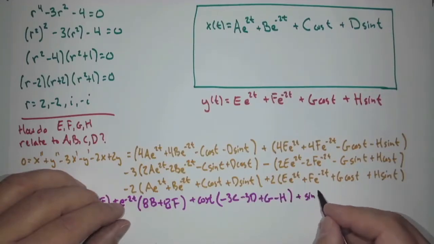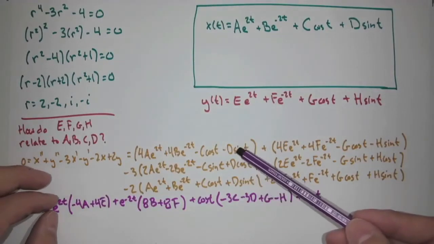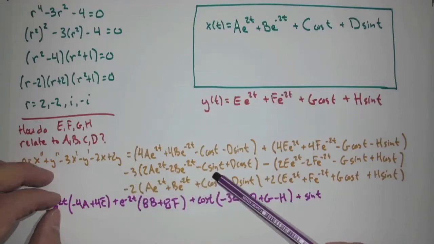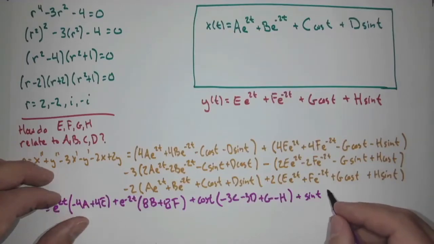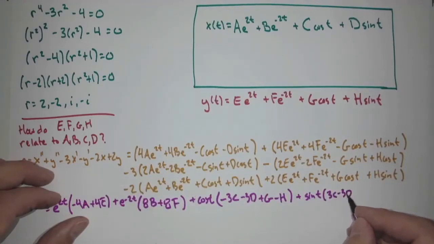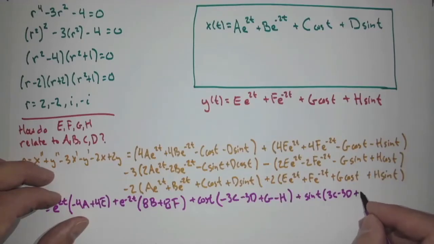Okay. Sine. Last function. Let's see. We got minus d plus 3c minus 2d. So we could write that as, now I lost track, plus 3c and minus 3d. That's sine. On that part, over here, what do we have? Minus h plus 2h is h, and plus g.